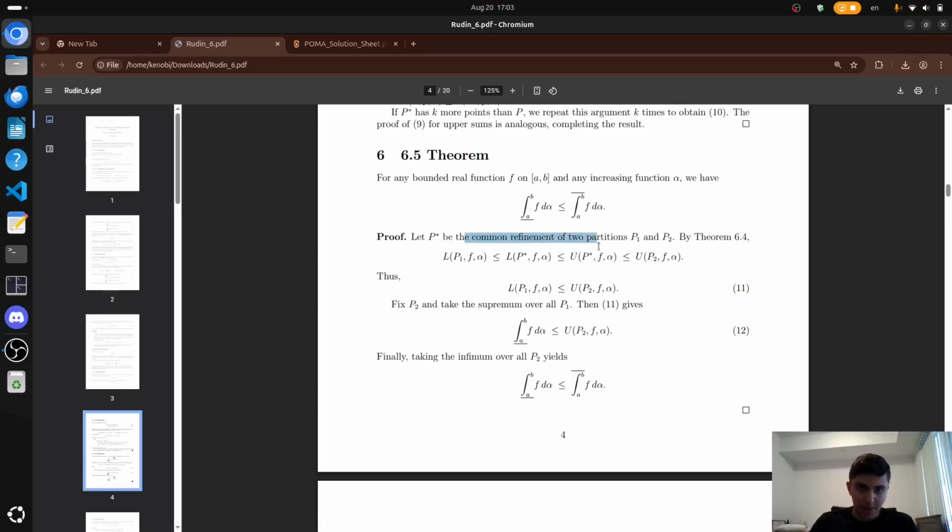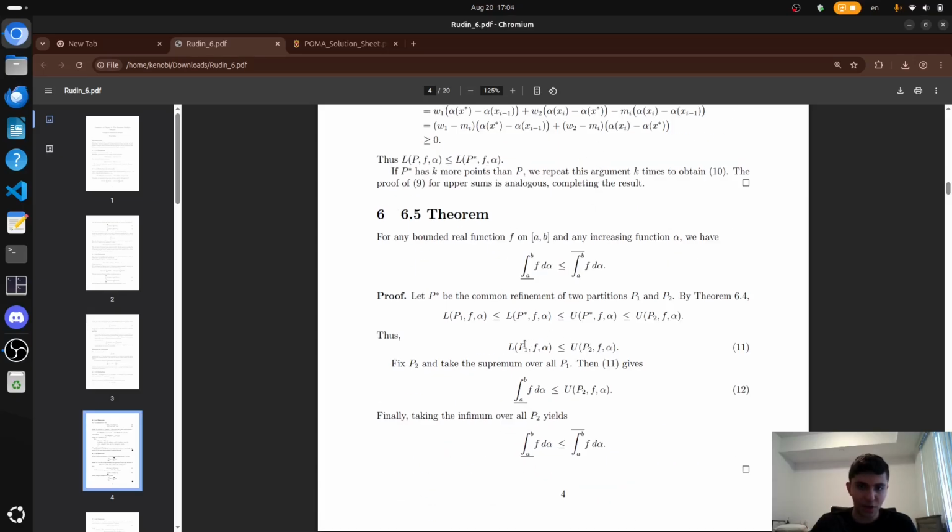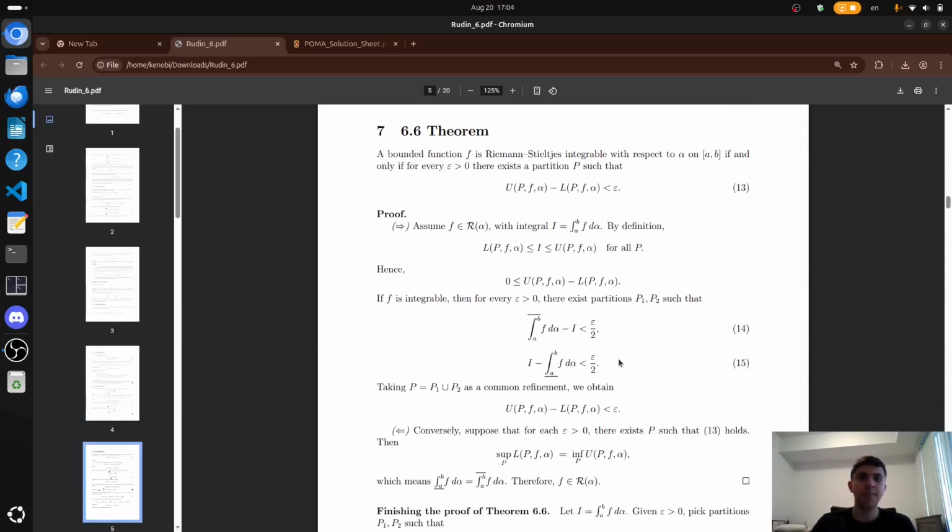Let P star be the common refinement of two partitions P1 and P2. By theorem 6.4, we have L(P1, f, alpha) is less than L(P star, f, alpha) is less than U(P star, f, alpha) is less than U(P2, f, alpha). Because this is a refinement, this is a refinement. And we just use these inequalities over here. So that means L(P1, f, alpha) is less than or equal to U(P2, f, alpha). Take the supremum over here and then take the infimum over here, and you're going to get this inequality over here.